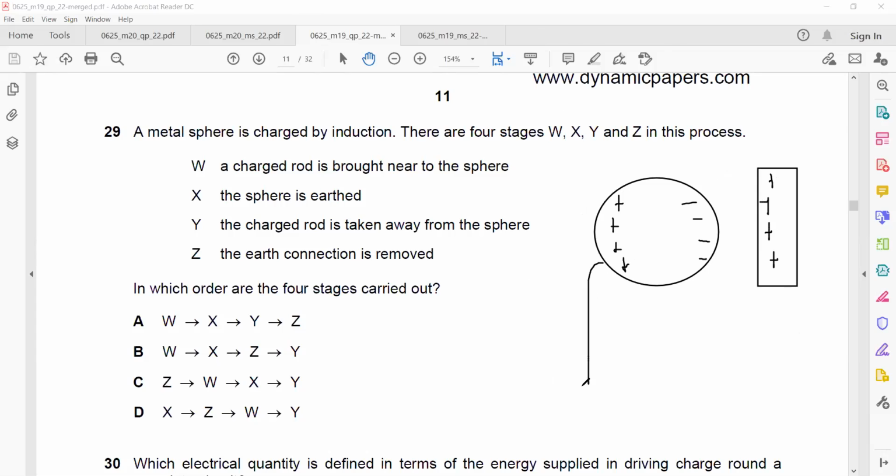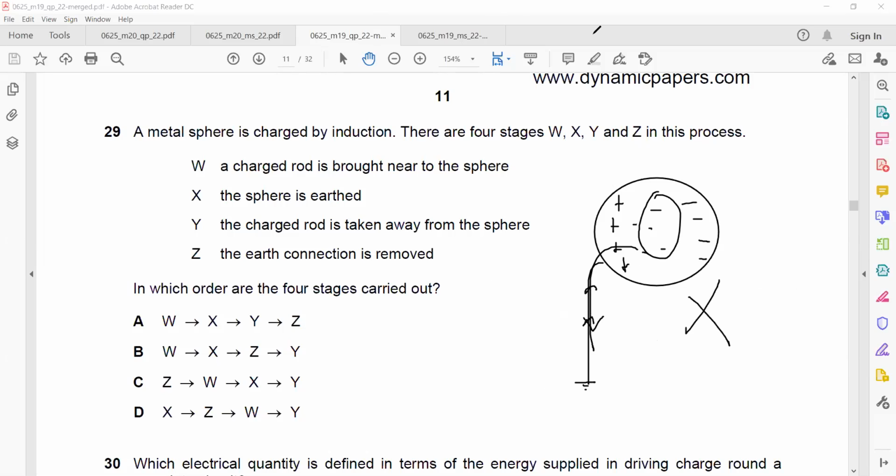If I connect an earthing wire, because the positive charges attract the negative charges, the majority of them will be negative. There are positive charges, but most of them are negative. Now, if I remove this charge rod first, the like charges repel, because the majority are negative. It causes the negative charges to flow back to the earth. As the negative charges flow back to the earth, the sphere will be neutral again. So it will not be an effective technique.